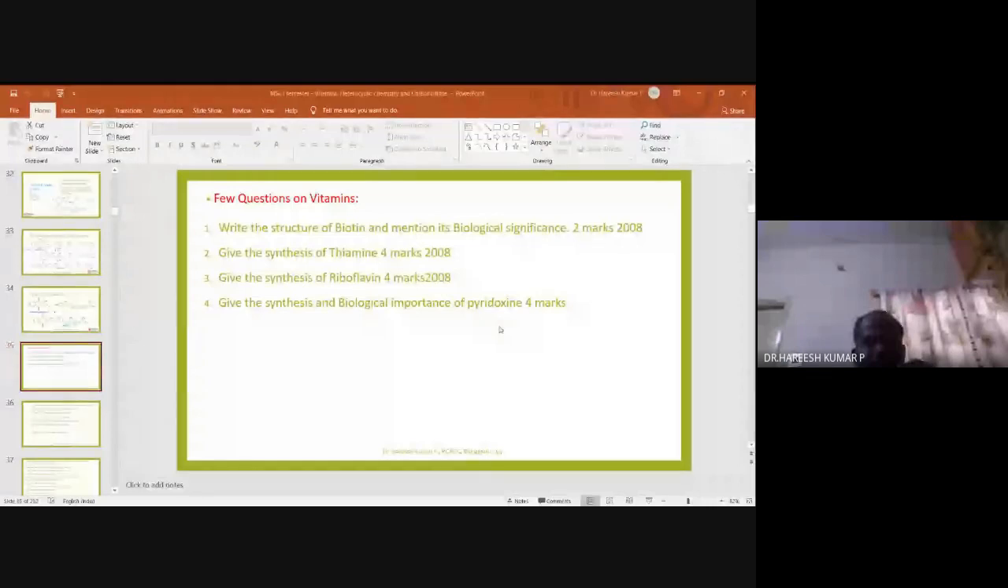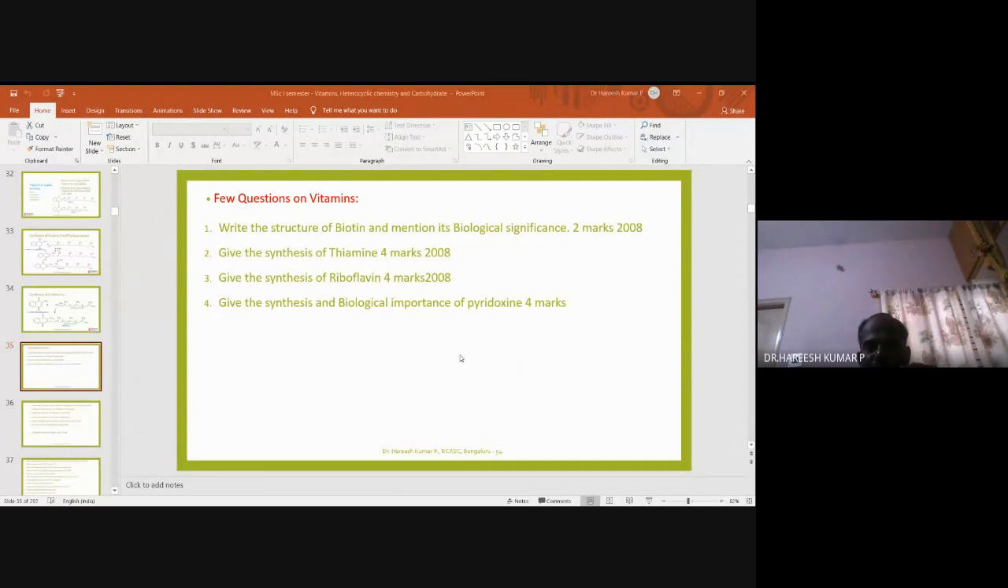Sometimes they will combine both things. That question may carry 5 marks. In such cases, you have to explain the synthesis as well as the biological importance. Look here: give the synthesis and biological importance of pyridoxine. Pyridoxine has a pyridine basic structure. How this is synthesized, you have to explain, and also the biological importance.